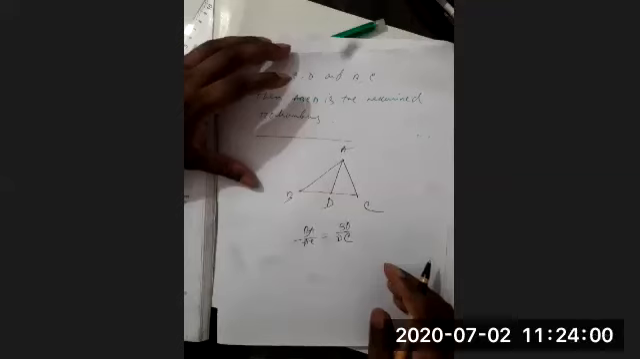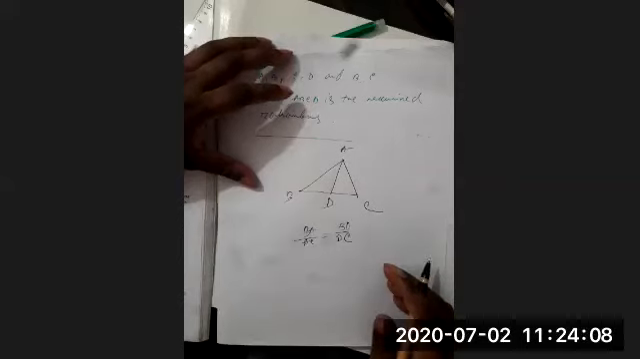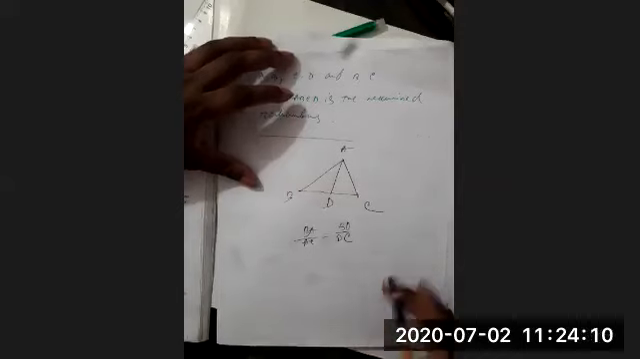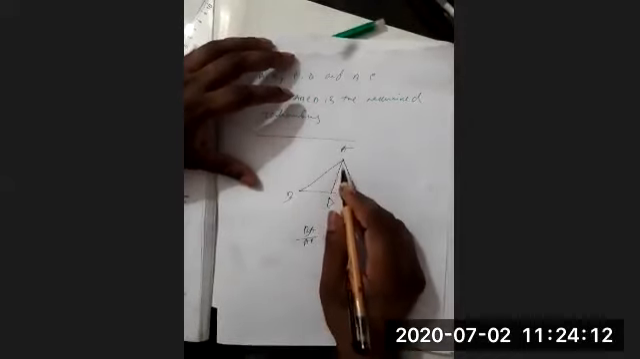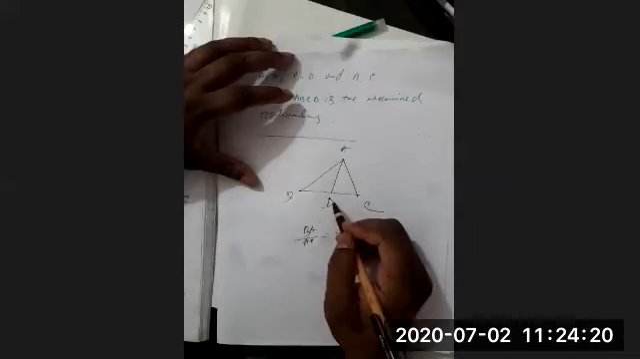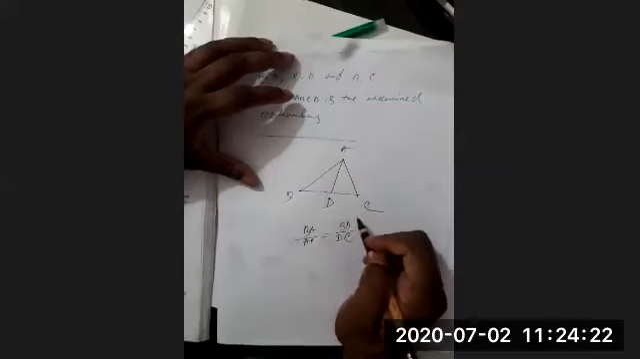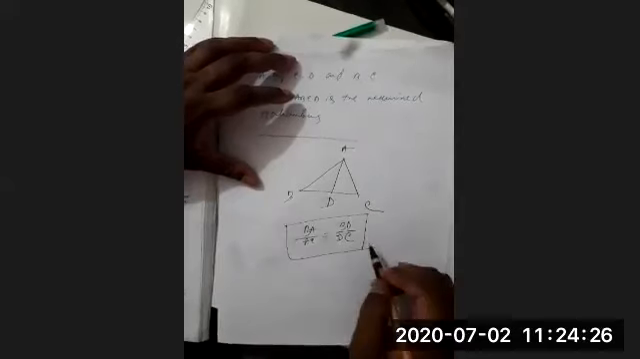On which basis do we write this? Because you know that AD is the bisector. If AD is the bisector of angle BAC, then this bisector line internally divides the side BC at the point D such that BD by DC equals BA by AC. It was given and proved in the last theorem.